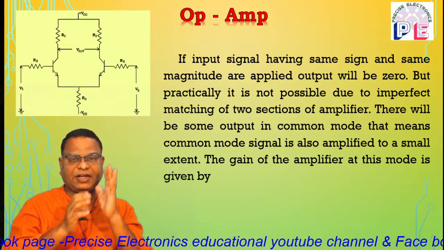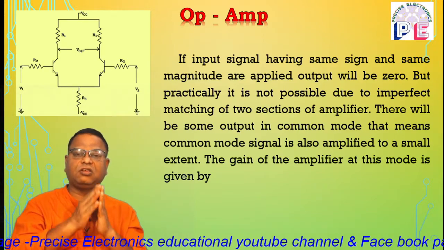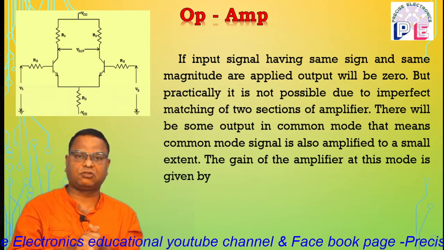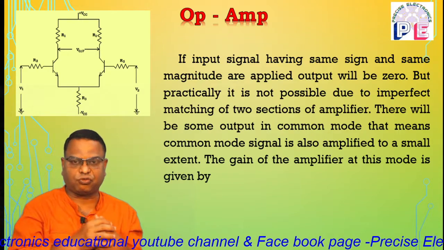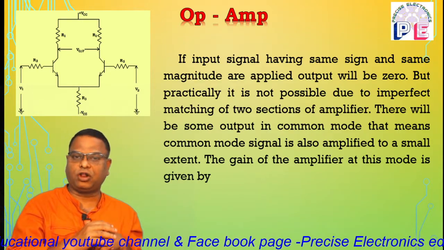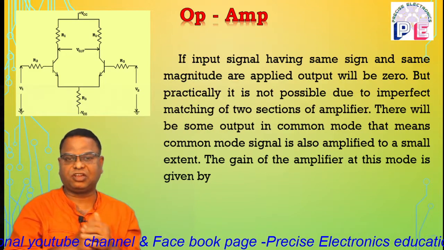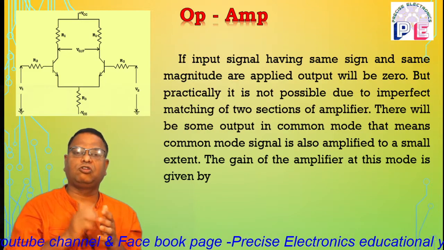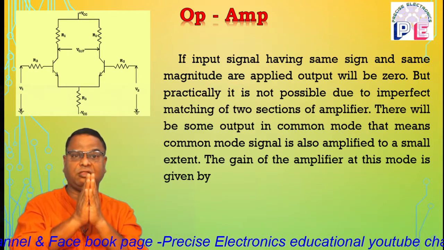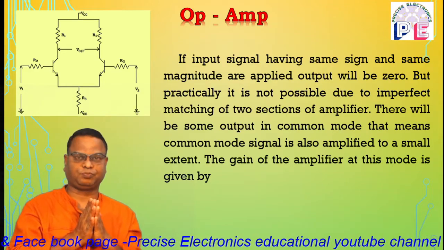In actual practice, there is a slight mismatching in a transistor's parameters as well as the resistance value, because resistance is given with a tolerance of plus minus 5%, plus minus 10%, or plus minus 20%. So the value of two resistors will never be the same. There will be a slight mismatching.